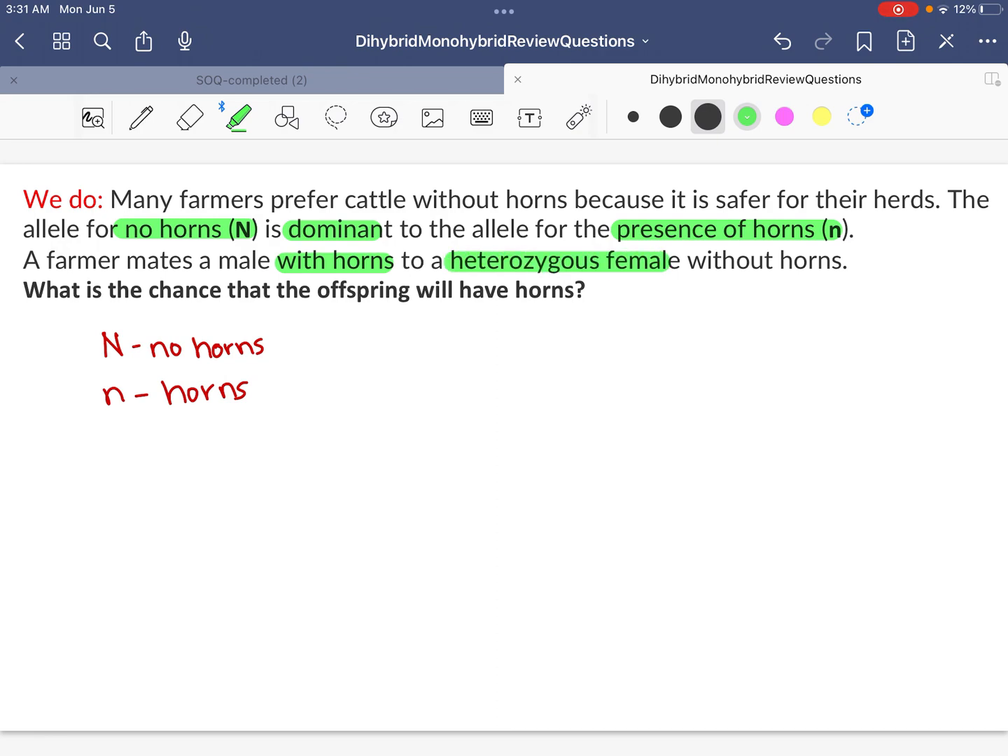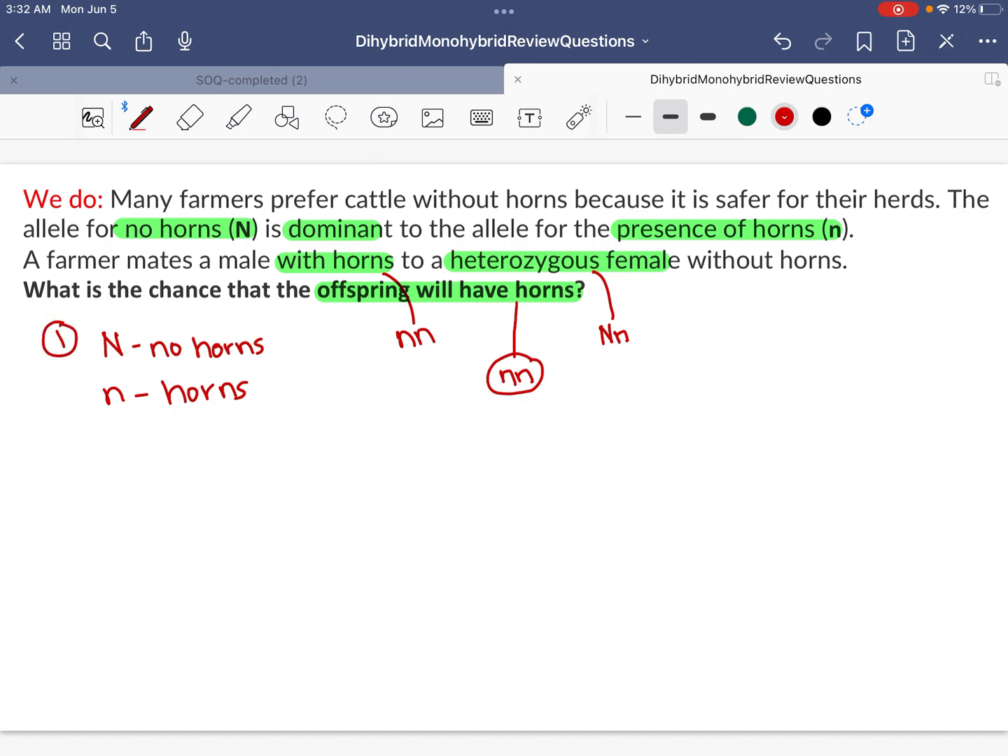So this is the we do part together. In order for you to have horns, right, what does your allele combination have to be? So again, because it is recessive, it needs to be homozygous recessive. And how does heterozygous look like? Hetero means different, right? So hetero is capital and lowercase. What is the chance that the offspring will have horns? So again, ultimately, we're looking for offspring that do have horns, and that is going to mean that I'm looking for homozygous recessive, right? So here, we already did step 1.